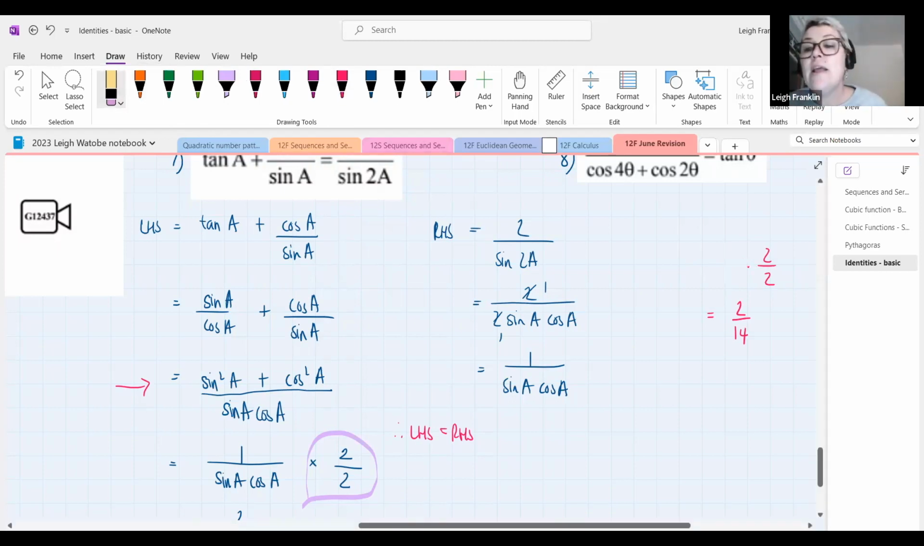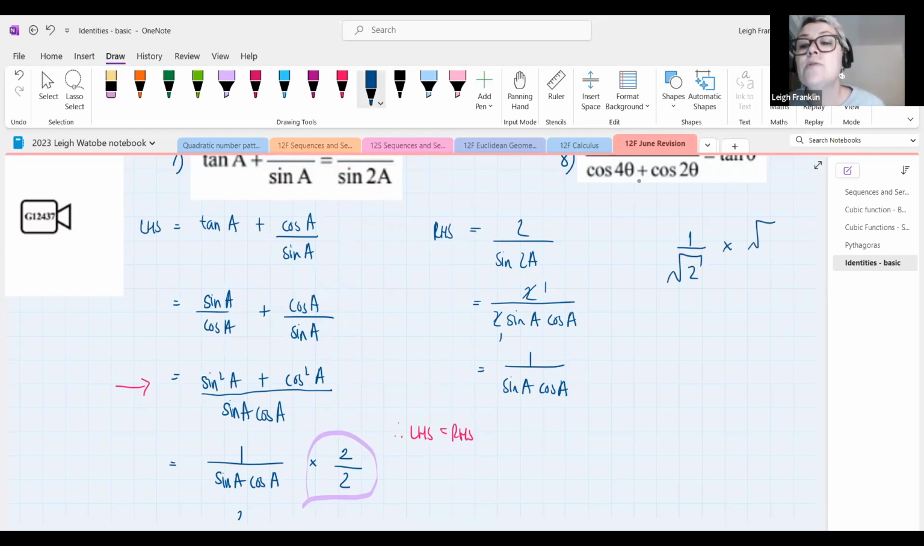All right, so where you would have seen something like this is, remember when you learned how to rationalize the denominator. So let's say you've got something like this, 1 over root 2. You're allowed to multiply that by root 2 over root 2, aren't you? Okay, so you're still multiplying it by 1. So there you would rationalize the denominator, for example, and end up with root 2 over 2. It's the same idea.